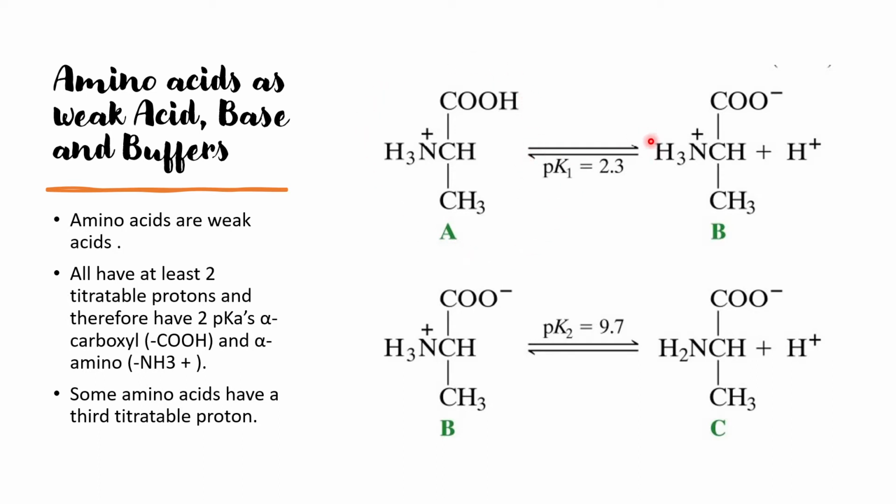So as we increase the pH, the carboxyl group loses its proton, and at this particular point the positive and the negative groups are neutralizing each other. So at this particular pH, the net charge on the amino acid is neutral or zero. And as we continue to increase the pH, the NH3 group also loses its proton, and at this particular point the net charge on the amino acid is negative. So this is how the amino acid works as a weak acid as well as base.